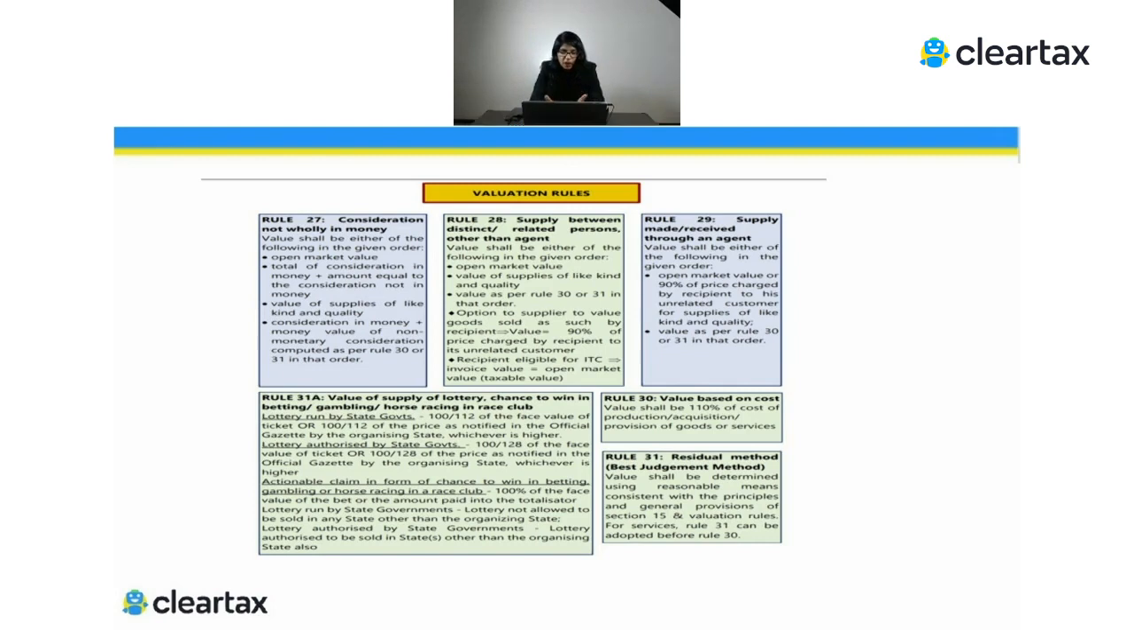So this was about the residual method, and there was another one, rule 31A, which talks about the value of supply of lottery, chance to win, betting, gambling, or horse racing in a race club.